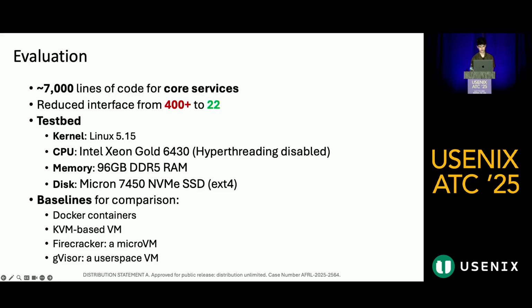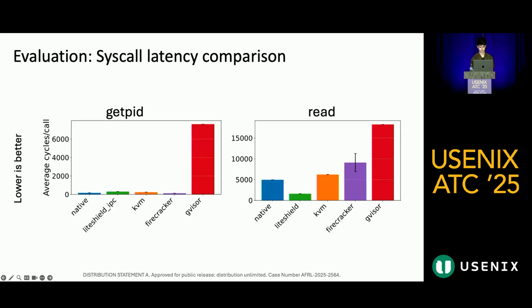For our test bed, we used a system with a 4th generation Intel Xeon processor and 96 gigabytes of DDR5 RAM. We used Docker containers, a KVM-based virtual machine, Firecracker, and gVisor as baselines for comparison. The first benchmark we ran is a system call latency test. We used the getpid call because it's very lightweight and allows us to measure the context switch overhead of a system call that does nothing.